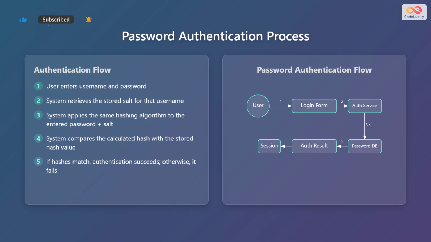The password authentication flow diagram shows this process visually. First, the user enters login credentials through a login form. The login form then sends these credentials to an authentication service. The authentication service fetches the corresponding password information from a password database. The authentication service will then generate an authentication result, which in turn creates a session for the user.